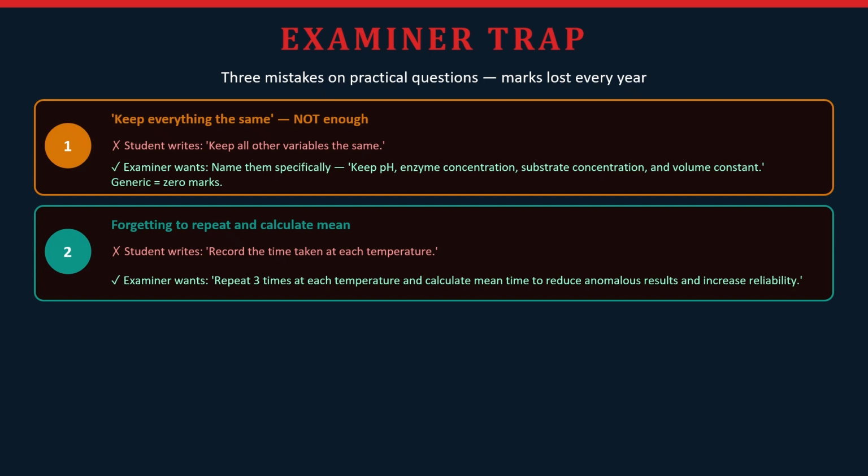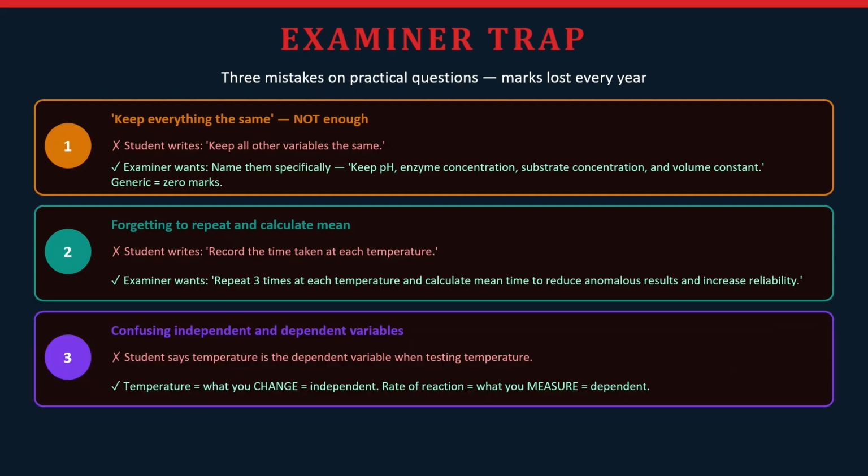Trap 2. Forgetting to repeat and calculate the mean. Never just say record the time. Say repeat 3 times at each temperature and calculate the mean time to reduce the effect of anomalous results and increase reliability of the experiment.